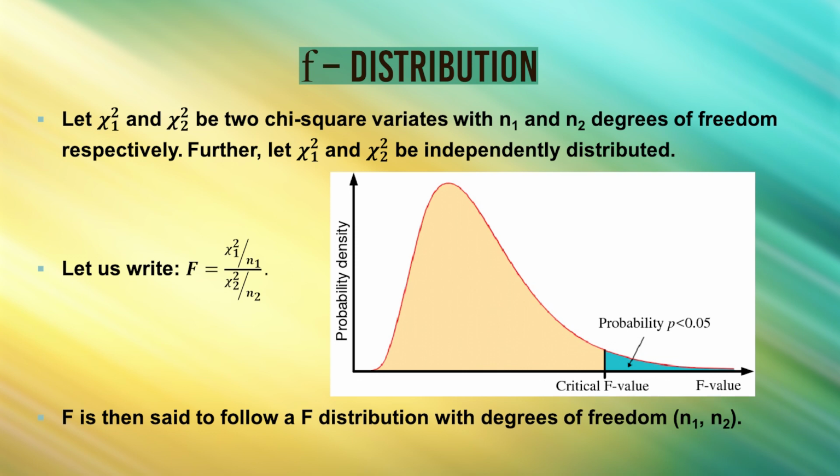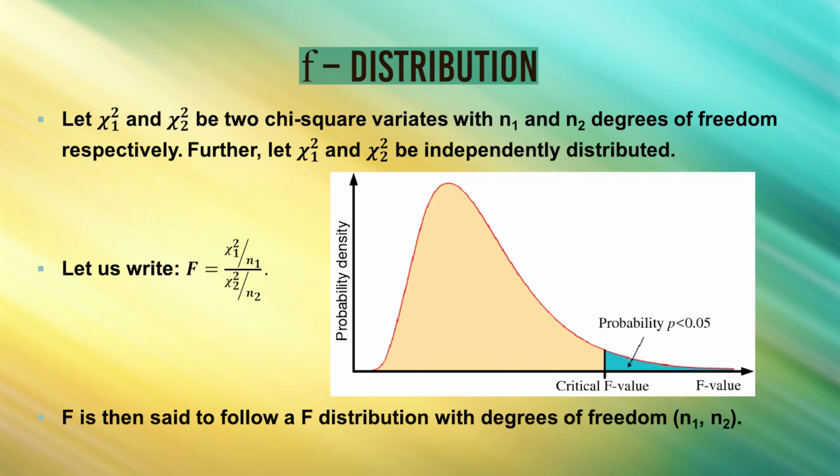And chi1 square and chi2 square are independently distributed. We define F as chi1 square by n1 divided by chi2 square by n2. That is basically chi square by its corresponding degrees of freedom, both in the numerator and in the denominator. F is said to follow an F distribution with, now there are 2 degrees of freedom. Unlike chi square and t, there are 2 degrees of freedom, n1, n2. The first degree of freedom is the degree of freedom of the numerator, while the second one is that of the denominator. So that is F distribution.